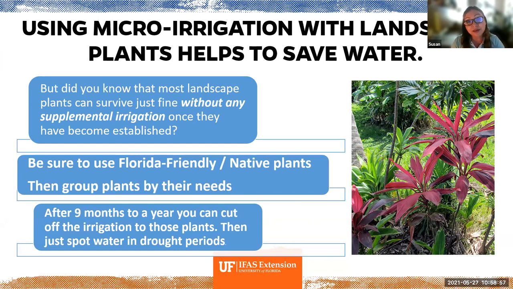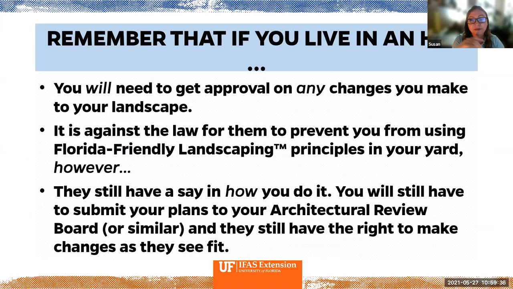But a lot of people don't realize that once they are established, for a shrub, it depends on the shrub, but generally 6 to 9 months, you can actually cut off that irrigation. As long as you have the right plant in the right place, that plant should be fine without that supplemental irrigation. Just be sure to use Florida friendly and/or native plants. Florida friendly doesn't mean you have to use all native plants. As long as you're using Florida friendly species, that's also fine. You really can cut off your irrigation to your plants once they are established.